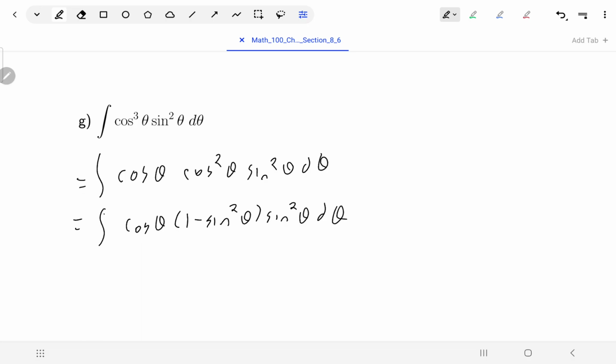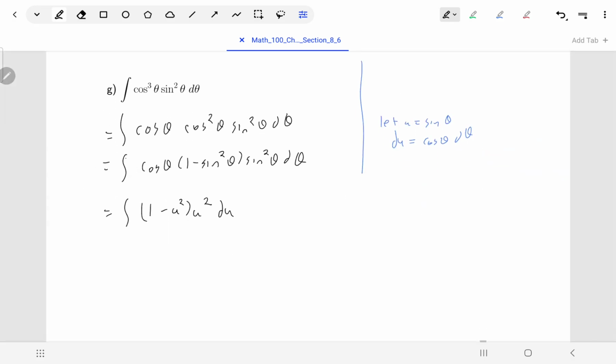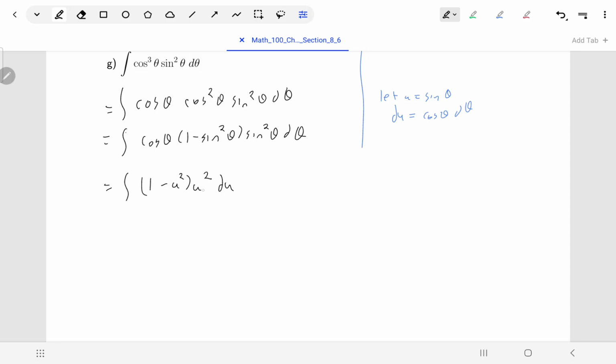And now I'm in a position to start doing the substitution, because if I were to let u be sine of theta, then du would be cosine of theta d theta. And I have a bunch of sine thetas and one single cosine theta left over. So when I do this substitution, 1 minus sine squared would be a 1 minus u squared. Sine squared would be a u squared. And the cosine d theta, that is du. So I did manage to substitute everybody from thetas into u's.